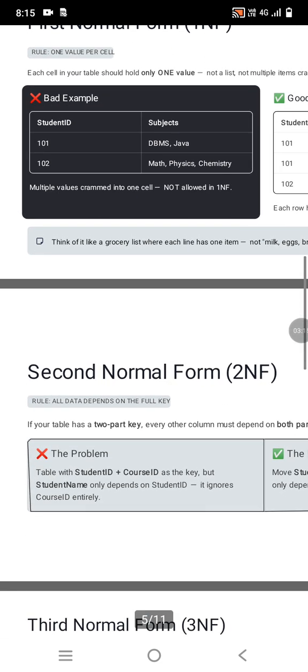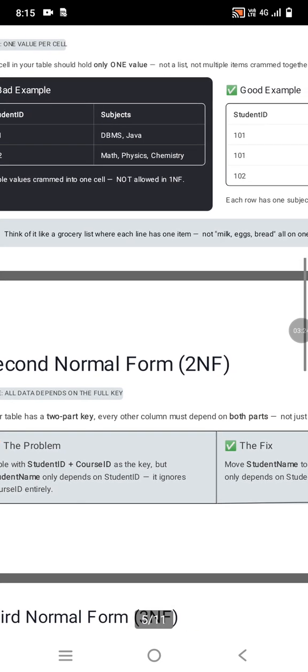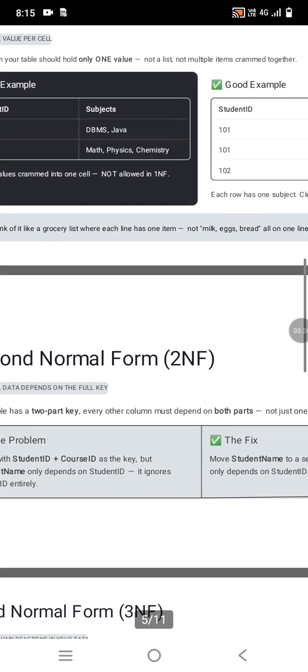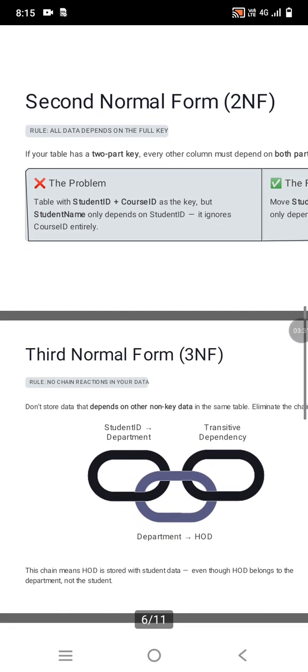Next, second normal form. The second normal form is used with a two-part key. A two-part key means the other column must depend on both parts of the key. That is called second normal form. The third normal form is the rule of no chain reaction in your data. That is, don't store data that depends on other non-key data. For example, ID depends on department head; one non-key value depends on another non-key value.